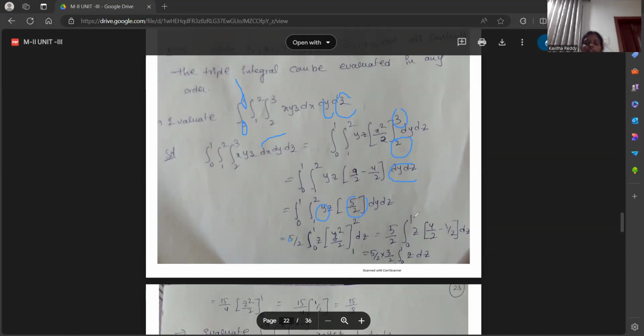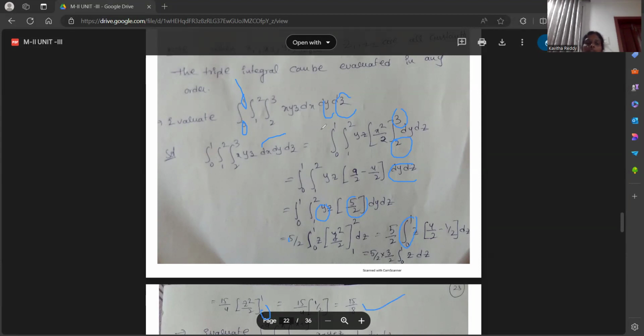Then the last integration is with respect to z. Integrating z, you get z square by 2. Apply the limits 0 to 1. At last you multiply 5 by 2 into 3 by 2 into 1 by 2, and you get the answer 15 by 8.